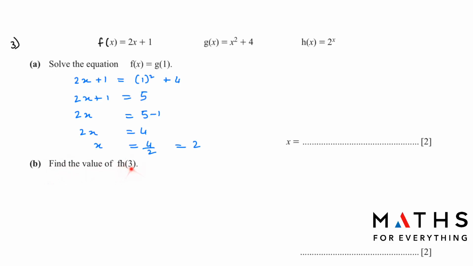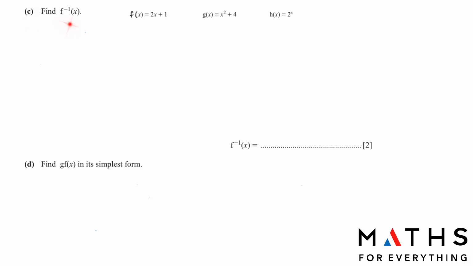Find the value of f of h of 3. Again, this is a very easy question. First, we find h of 3. So in place of x, substitute 3, you will get 8. This answer now we are going to replace in f of x. In place of x, we are going to substitute 8. This will give us 17.